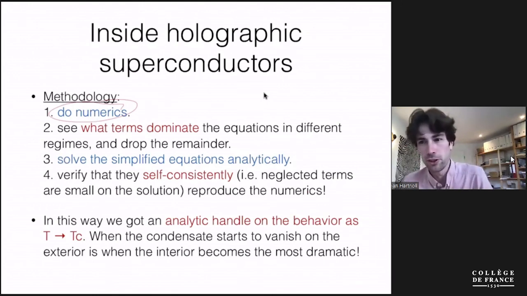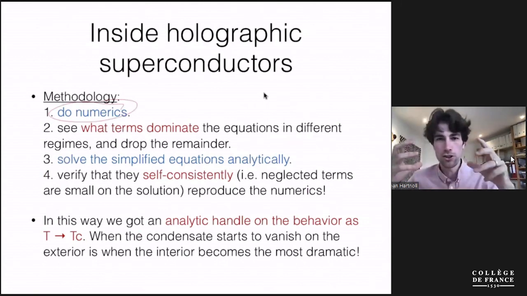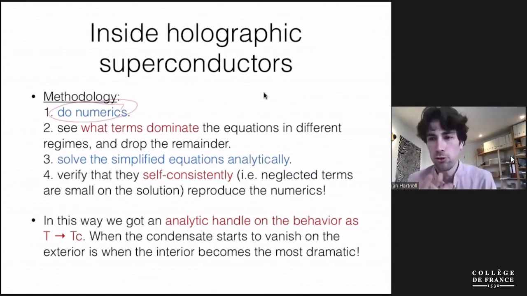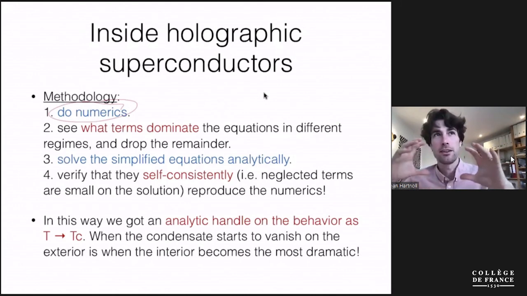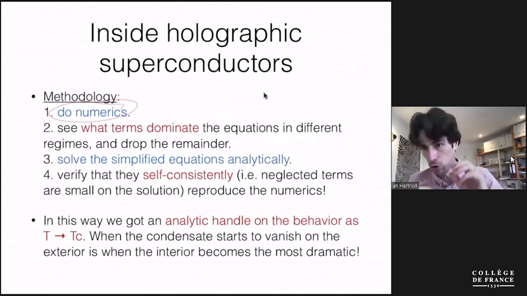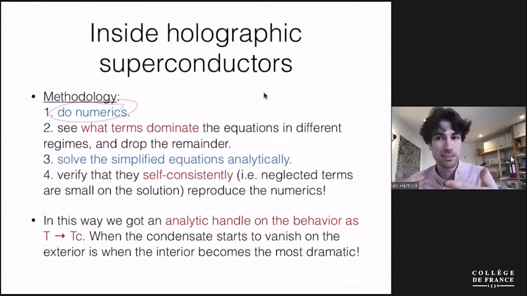So you drop those terms, then you solve the equation. Then, if you're lucky, the simpler equation you can solve analytically. You solve it analytically, you get a solution, and you see if it matches the numerical solution. So you see 2 things. Firstly, you check that on your solution, the terms that you dropped are in fact small, right? Parametrically small. And so then it's self-consistent. And secondly, you check that it matches the numerics.